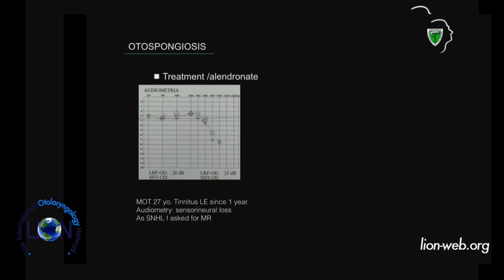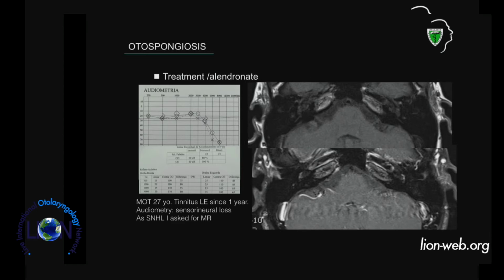Another young lady, 27 years old, complains of tinnitus on the left side for 1 year. The audiometry showed this kind of sensorineural hearing loss with still good speech threshold perception. And you see presence of reflex and good speech recognition. So what can you do for this? We usually ask for a magnetic resonance because it's a young patient. And what we see here is a T1 without contrast, gadolinium, and then after gadolinium.